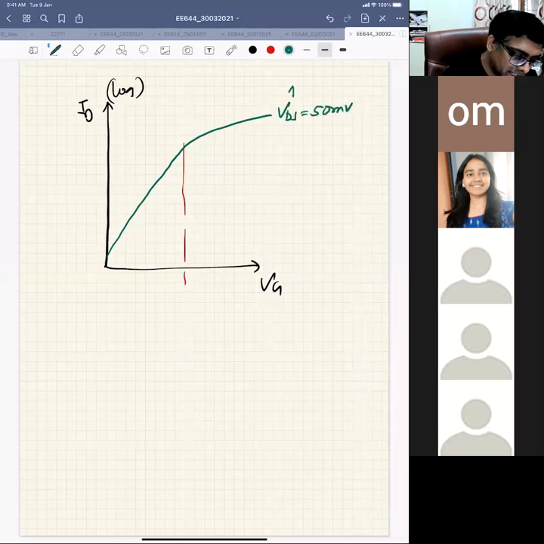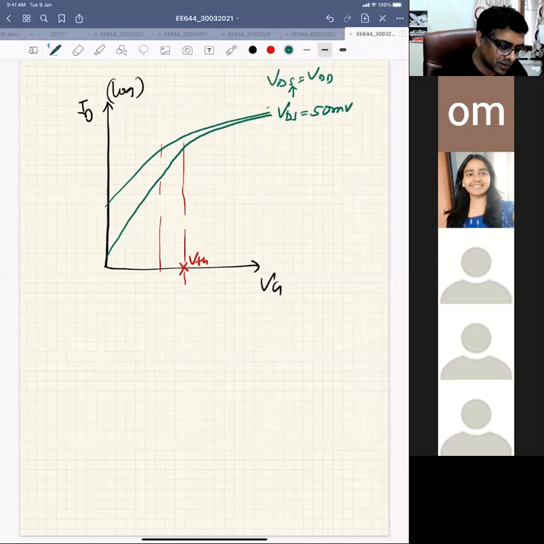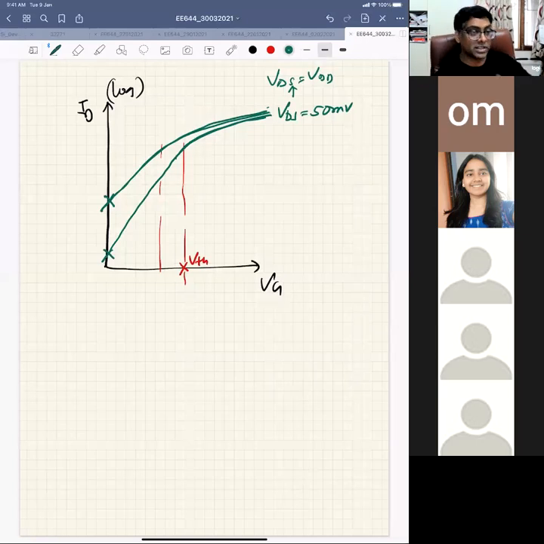Then when you go to VDS equal to VDD, you will see that your transistor will behave like this, because your threshold voltage is reduced. This is the threshold voltage point, but your threshold voltage will reduce here, so you will have something like this. So this curve is for a higher VDS, and this curve is for the lower, same transistor. Your off current is affected because threshold voltage is reduced.